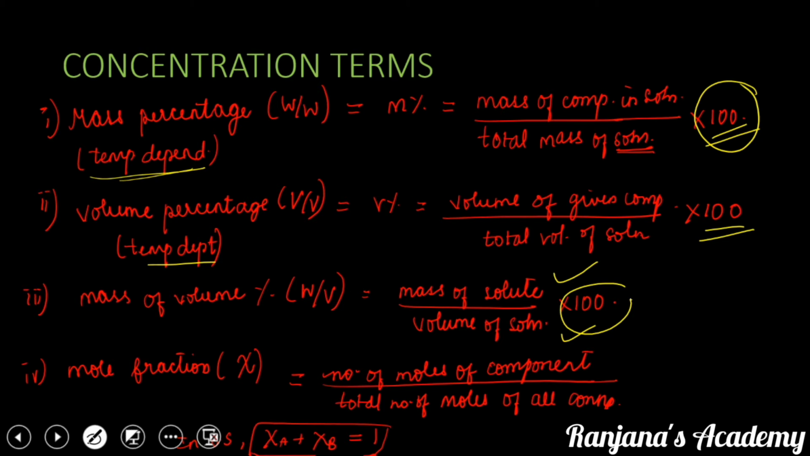This is a fractional value, and you have to understand that since it is one component divided by the total number, if you add the mole fractions of all the components present in the solution, you will get 1 as your result. So if they give you the mole fraction of A and ask you for the mole fraction of B, simply subtract from 1. This is the simple logic.